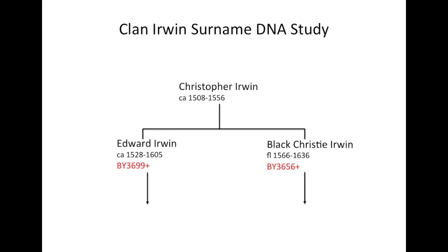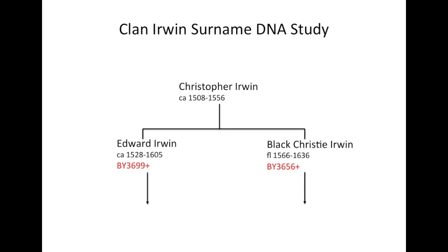And now we have an example from the Clan Irwin surname DNA study. Once again, we can see that the known SNPs have cascaded down to the 16th century. On the left-hand side, we have Edward Irwin, who's confidently predicted as the originator of SNP BY3699. And on the right-hand side, we have his brother, Black Christie Irwin, the originator of SNP BY3656.